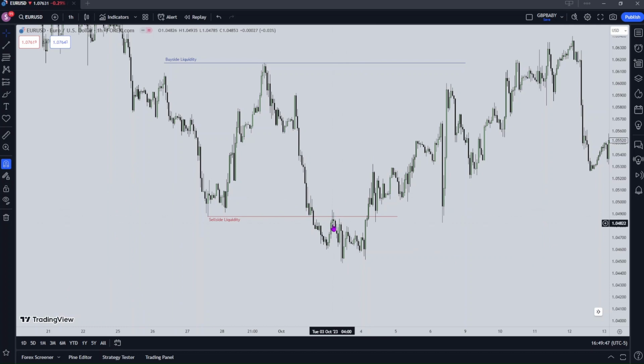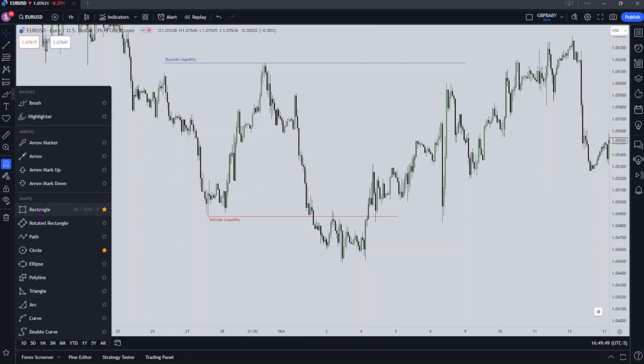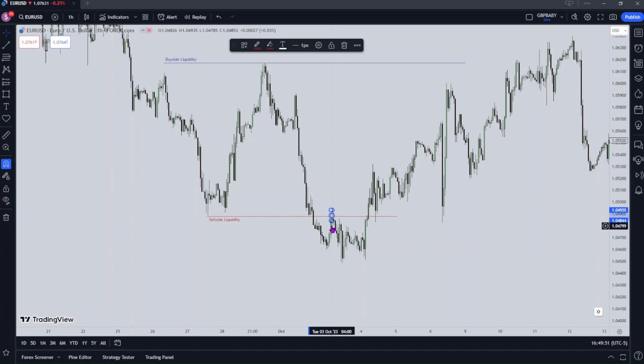We have a breaker block here, but we can speak more about that in later videos. This will be a breaker block. You can see price comes down, trades into that breaker block. We could even, if we didn't want to buy as soon as we took out the sell side liquidity, simply buy on the breaker and put a stop loss below here.